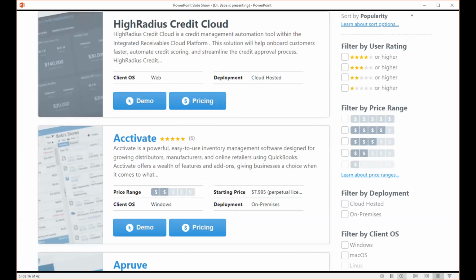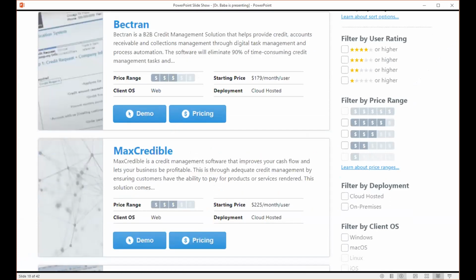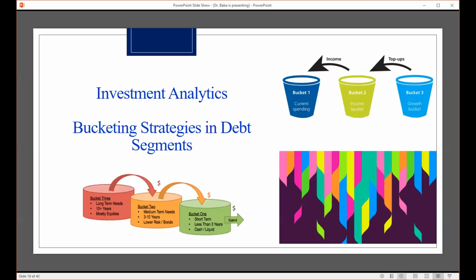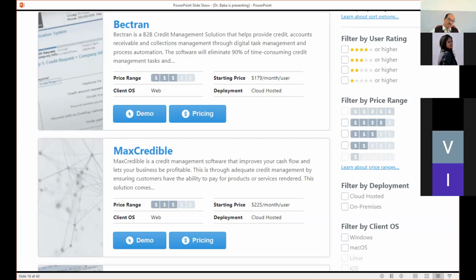Another one is Activate. There are a number of software. You can see some of these: CIFO here, Magia, Seat, Bactron, Max Credible. These are the software which can be used for credit analytics nowadays. If you are sitting in a finance organization, you will do the same thing. It is your duty to use the software and find out the creditworthiness of the customer. That is the advantage. That is why nowadays on the analytics side, they are using different software.